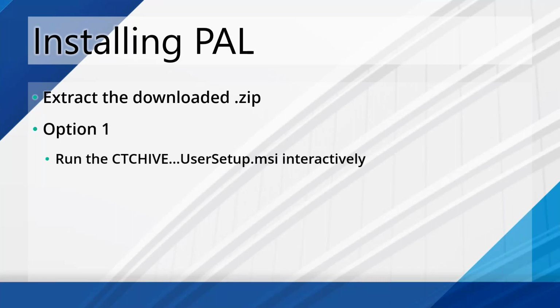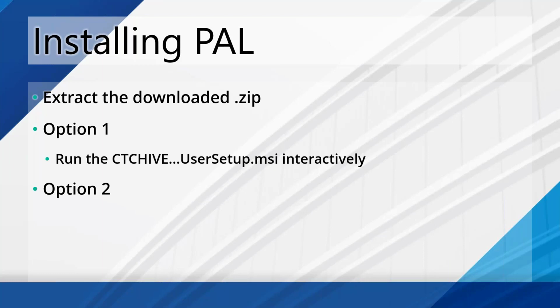Option number one is you can run the CTC HIVE multi or single user setup interactively. Just double click on it, let it run, go through all the prompts, and let it install. If you have admin privileges, it's probably going to ask you for some approvals on your computer. If you don't have admin privileges, it's probably going to ask you for a password to let you do the admin privileges stuff if it's the multi-user. That's the interactive setup.